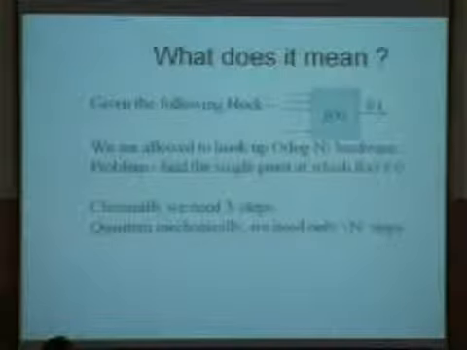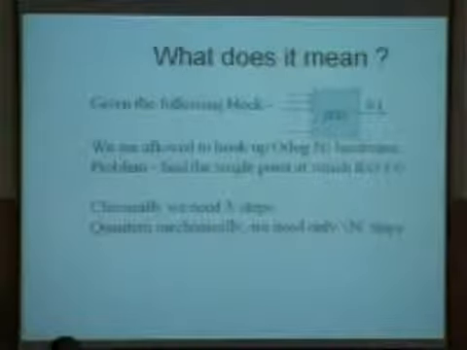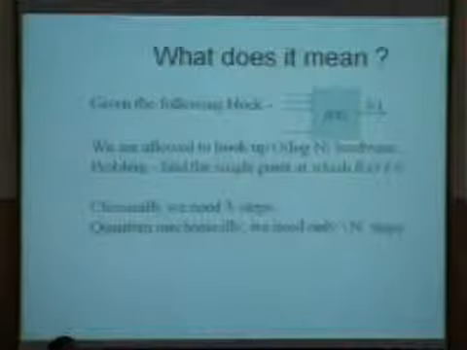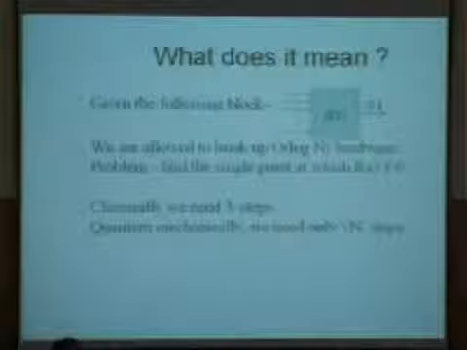Quantum mechanically means if this box were to be able to take in superpositions as inputs and put out superpositions as outputs. If this box were that kind of box, which we know also does exist in nature and can be designed in principle, then we can do it in square root of n steps.